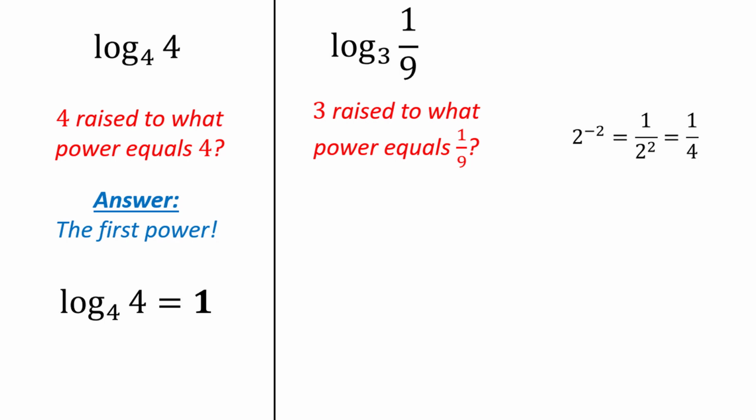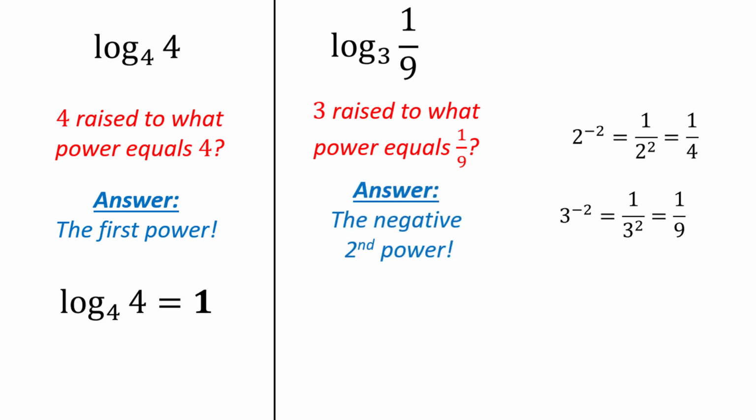So again, this is asking 3 raised to what power is equal to 1/9? Well, we know that 3 squared is equal to 9, but we don't want 9, we want 1/9. So that means we want the 9 in the denominator. That means we don't need positive 2, we need negative 2, as 3 to the negative second power is equal to 1 over 3 squared, which is 1/9. Therefore, the answer is the negative second power. Therefore, log base 3 of 1/9 is equal to negative 2.